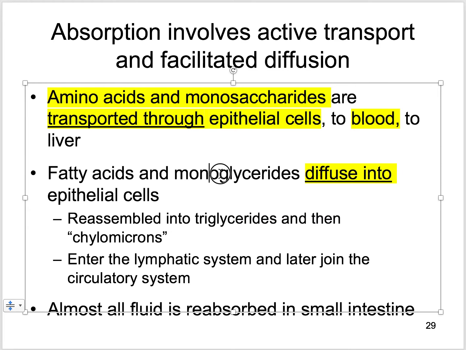Monoglycerides are a building block of complex fats. So the building blocks of fats, fatty acids and glycerol, can cross from one side of the cell into the other side through the cell membrane. And once they're inside the cell, they're reassembled first into triglycerides and then into things that we call chylomicrons.